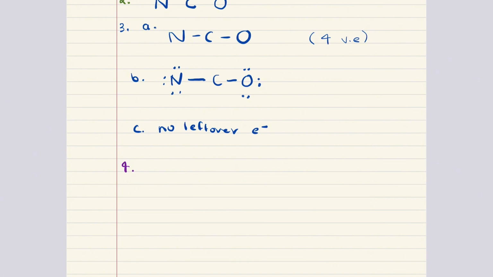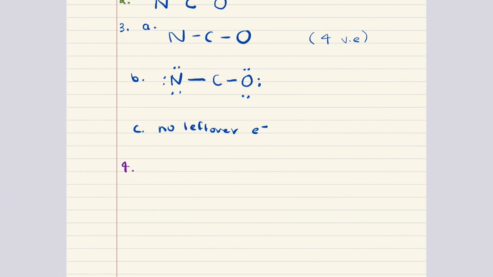Now, the first way we can do this is to take 2 lone pairs from the oxygen atom and use them to form a triple bond between the carbon and oxygen atoms.